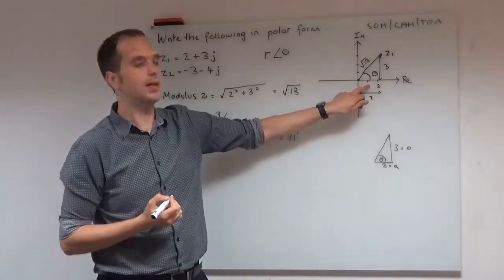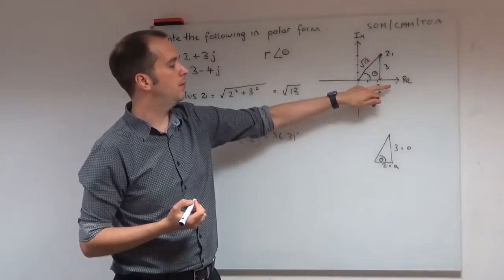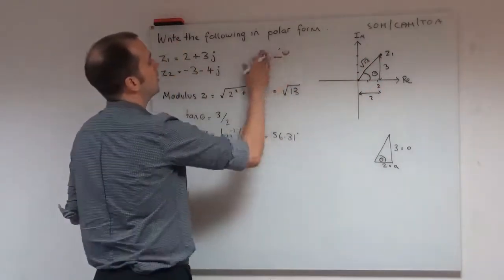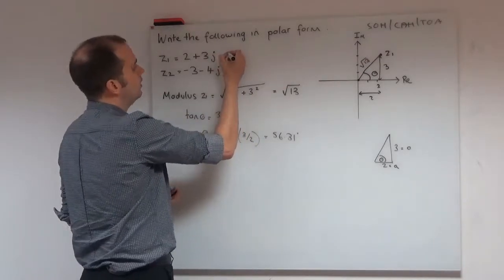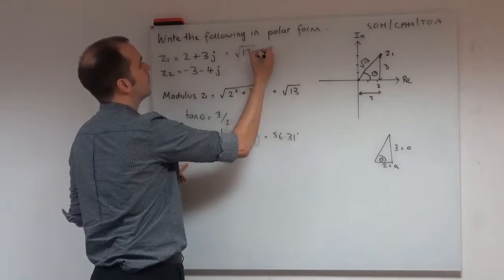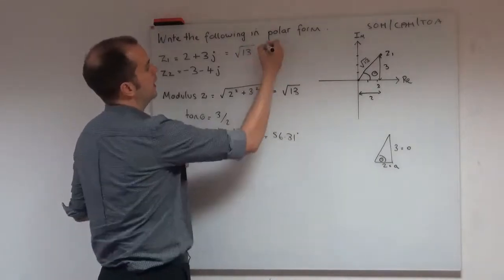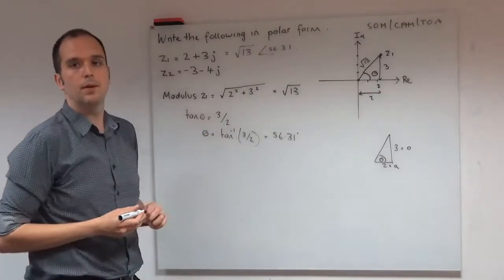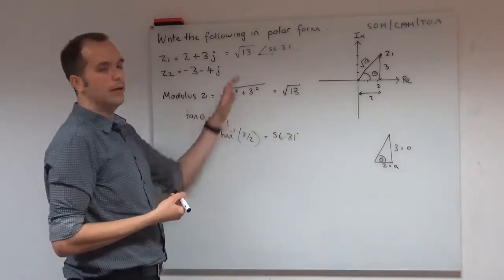And that's our argument. It's the angle our complex number makes with the real axis. So I can say that 2 plus 3j can be rewritten in polar form as root 13, and the angle is 56.31. So that's the first one done.